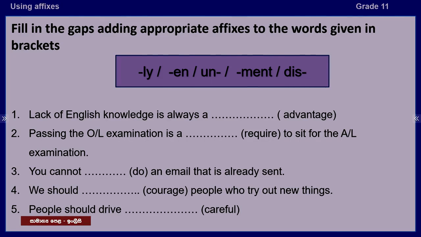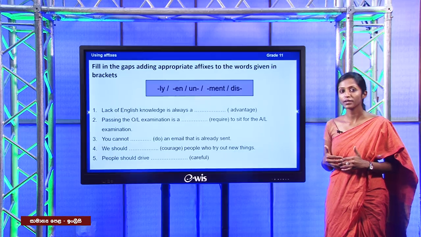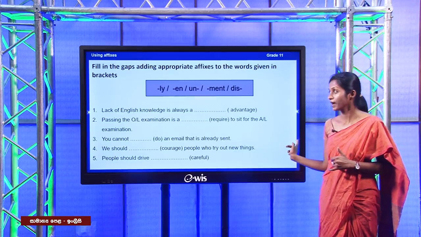Lack of English knowledge is always a blank. It is never an advantage, right? Yes. Second one, passing the O-level examination is a blank to sit for the A-level examination. Third one, you cannot blank an email that is already sent. Fourth one, we should blank people who try out new things. Fifth one, people should drive blank. So I'm sure you must have thought of answers. Let's move to the next slide, which includes my answers.